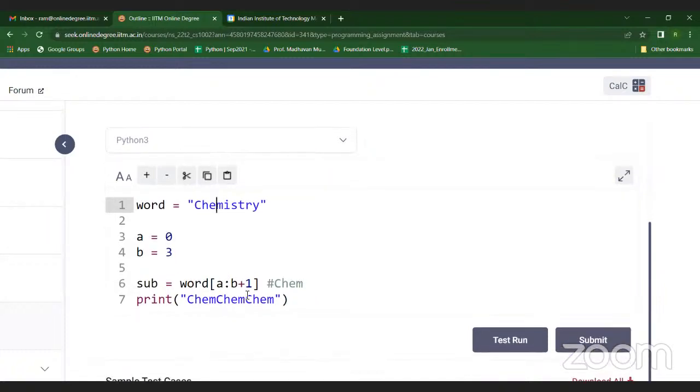Okay, sir, I have some doubt. When I take B equal to 4, then it will give CHEM. Then it will give me CHEMI. Then don't put B +1; then it's just A colon B, which is okay.